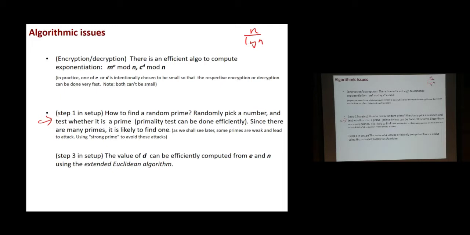Then there's the question of, if you choose a number, how do I know that it's a prime number? This is called a primality test. There's also a fast algorithm to do that.